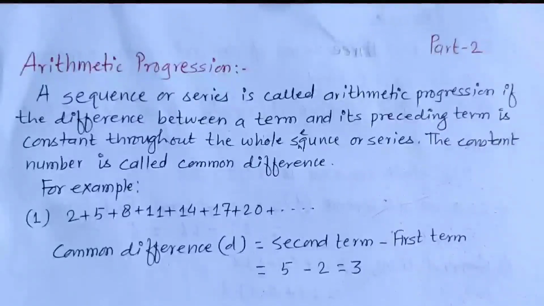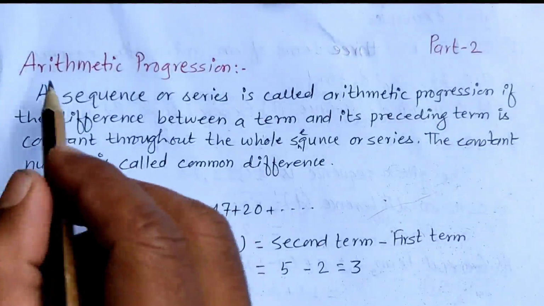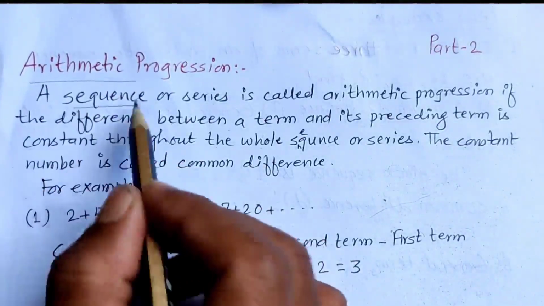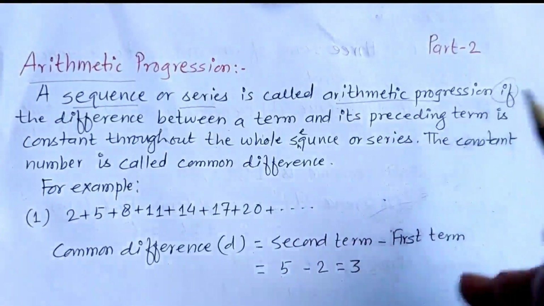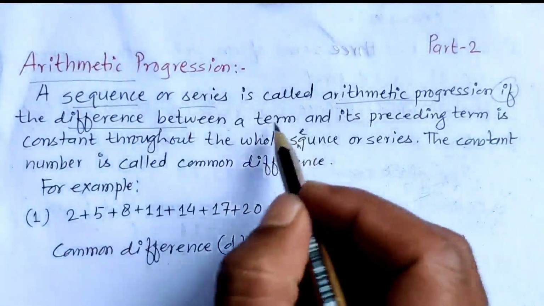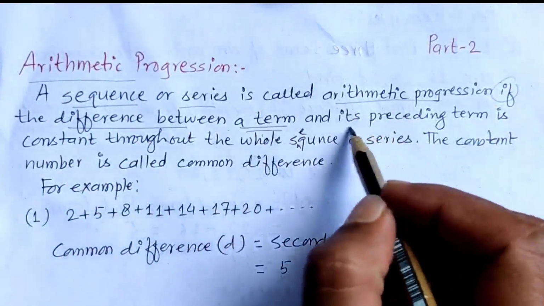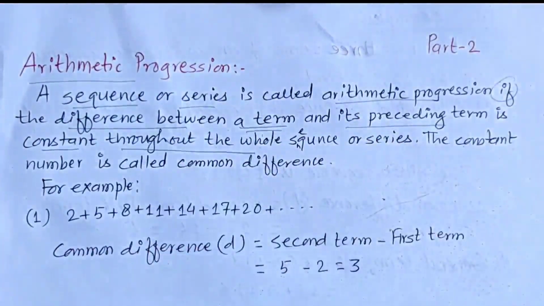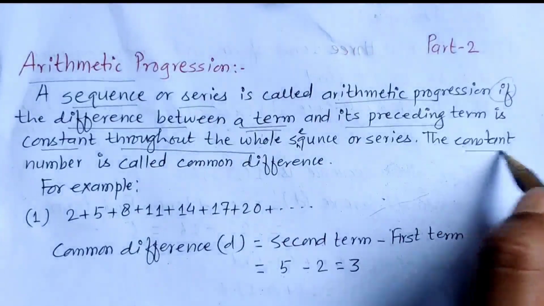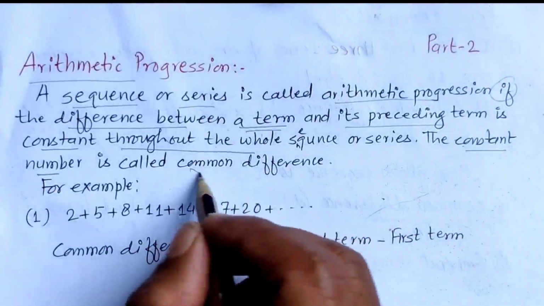Dear students, today we are going to discuss the arithmetic progression, which is defined as follows: a sequence or series is called an arithmetic progression if the difference between a term and its preceding term is constant throughout the whole sequence or series, and the constant number is called the common difference.